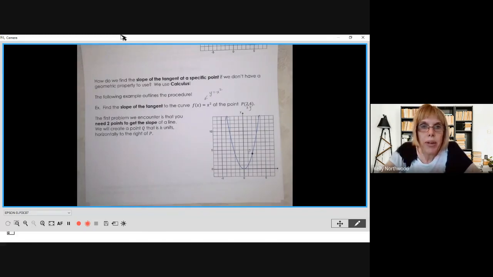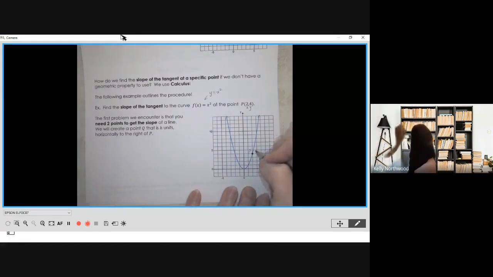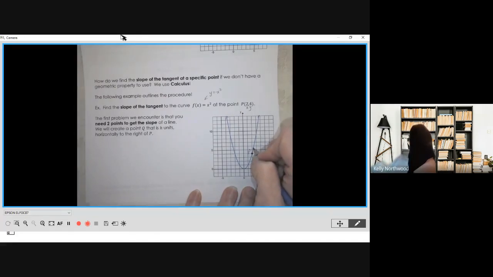So the first problem you run into is to get the slope of a line, and a tangent is a line, you need 2 points, and we only have one. We only have the 1 point P, (2, 4). So what Newton thought of was we're going to create a point Q, which is just going to be to the right of P. So here's my point Q, and it's just a little bit to the right.